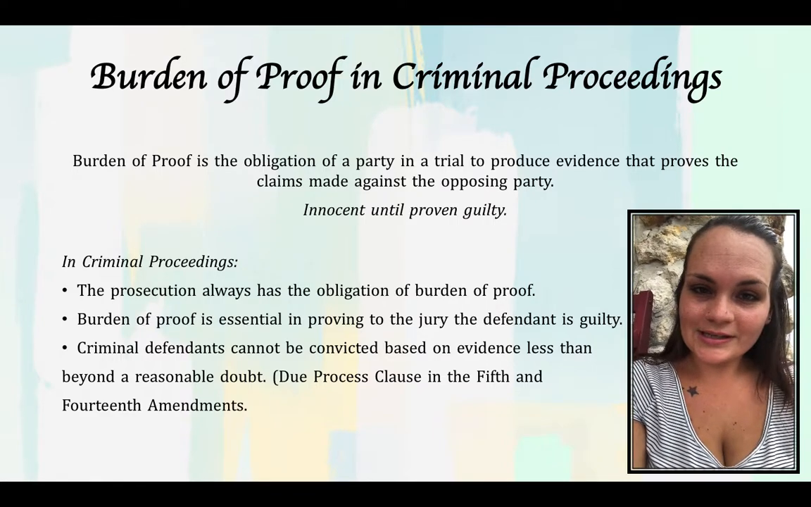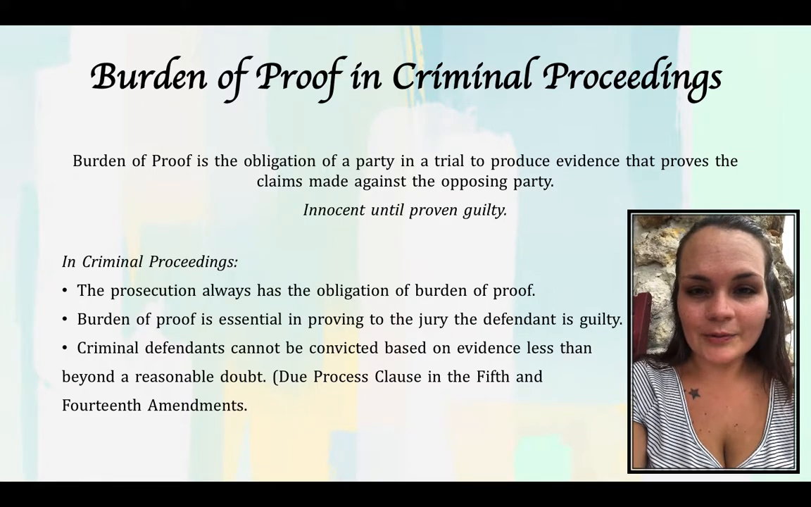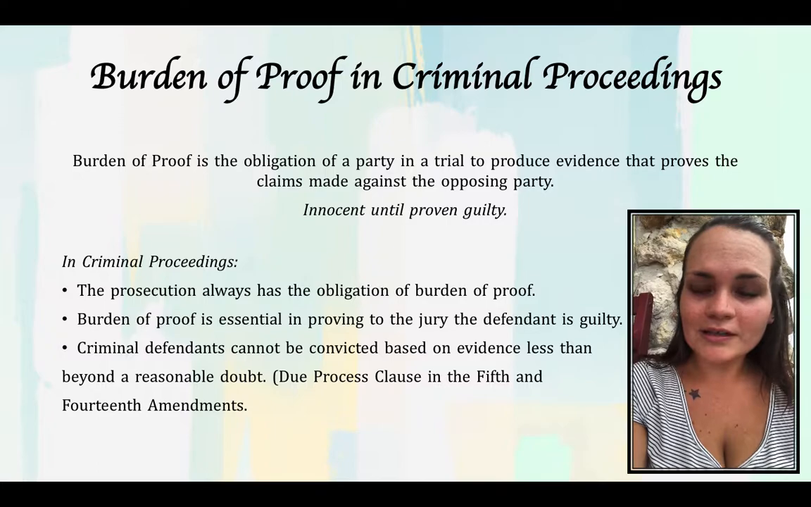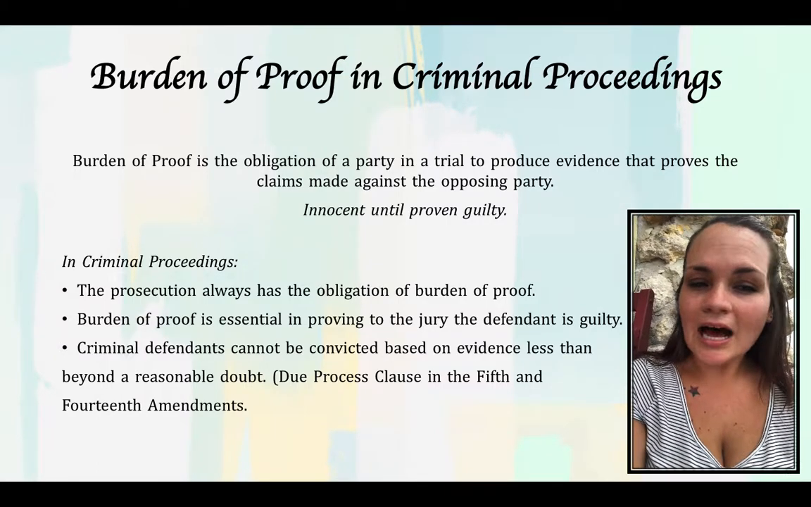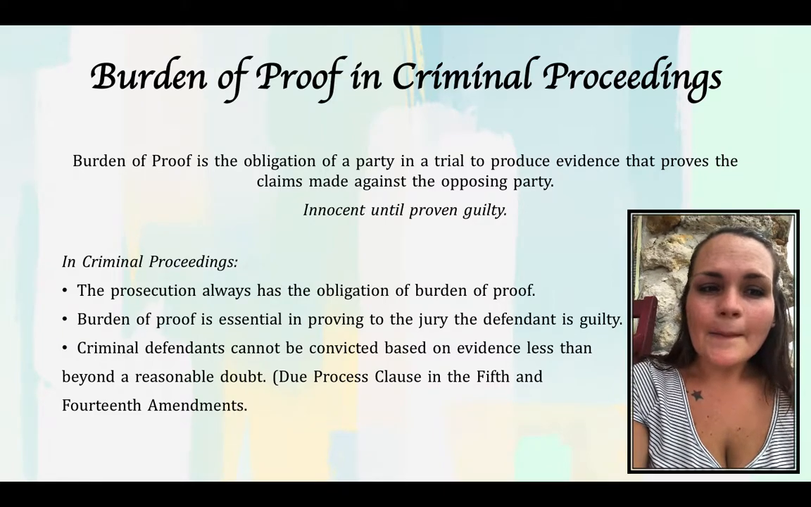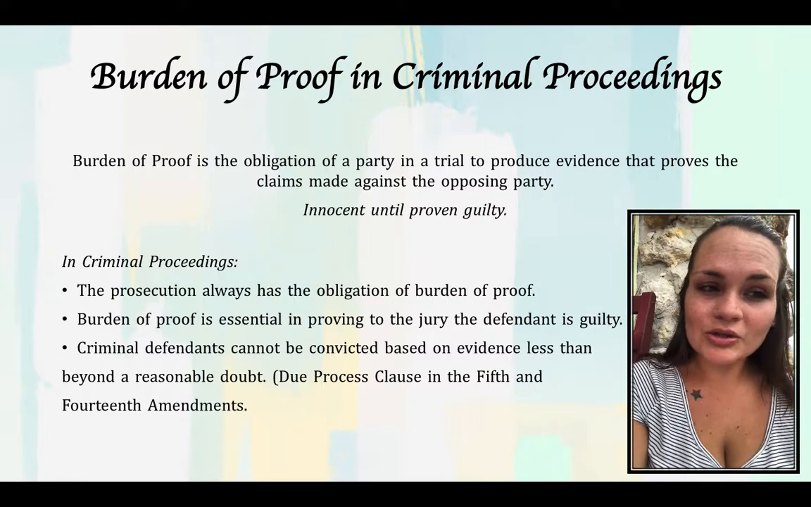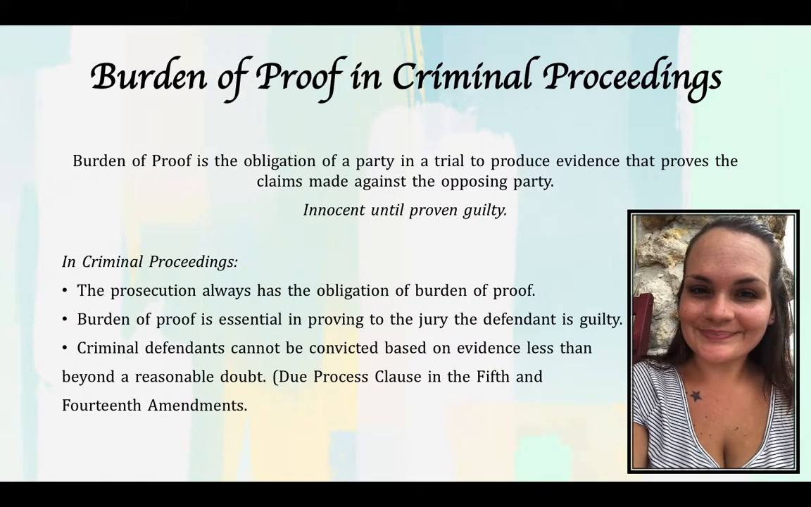Now, in criminal proceedings, the prosecution always has the obligation of burden of proof. And also, burden of proof is essential in proving to the jury the defendant is guilty. Criminal defendants cannot be convicted of crimes based on evidence less than beyond a reasonable doubt. This is due to the Due Process Clause in the 5th and 14th Amendments.